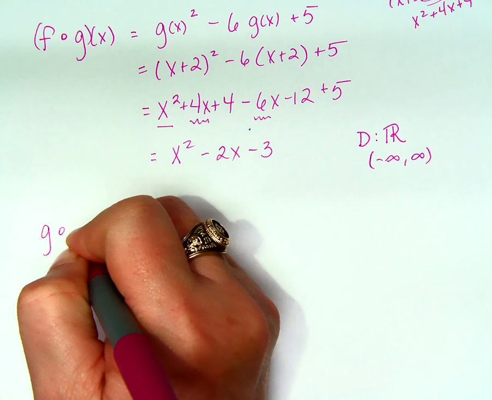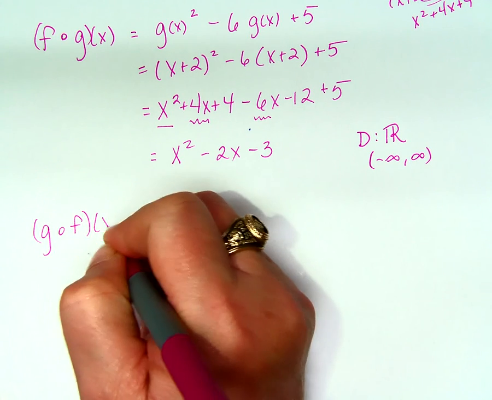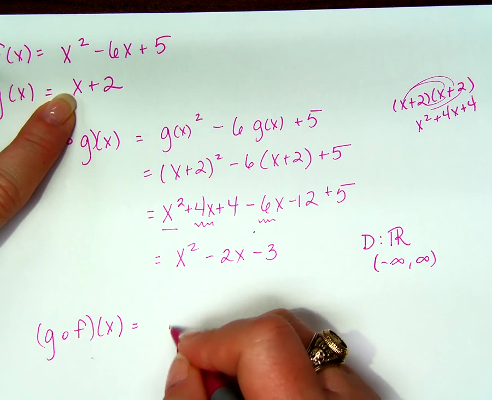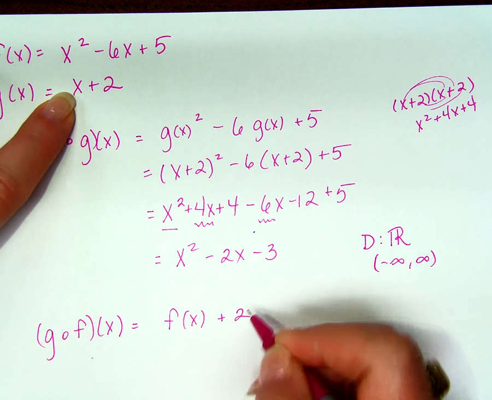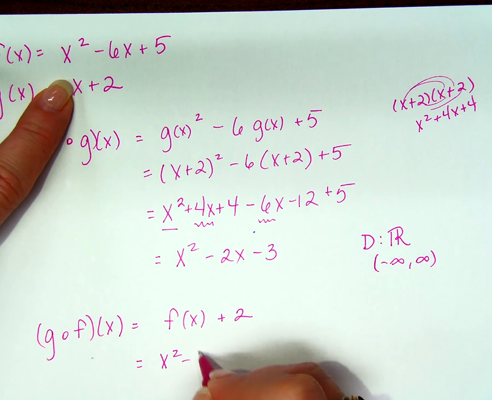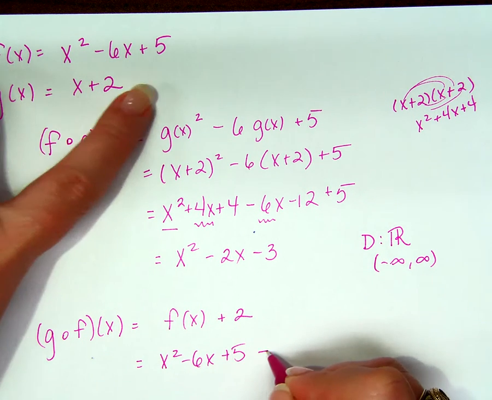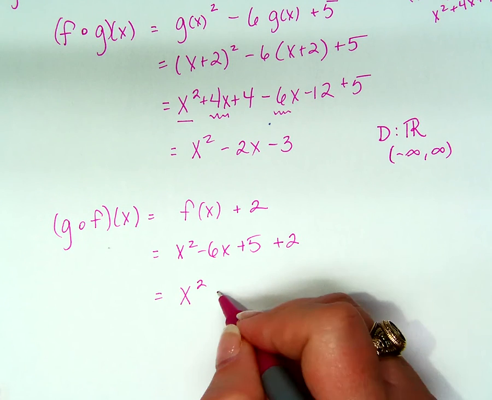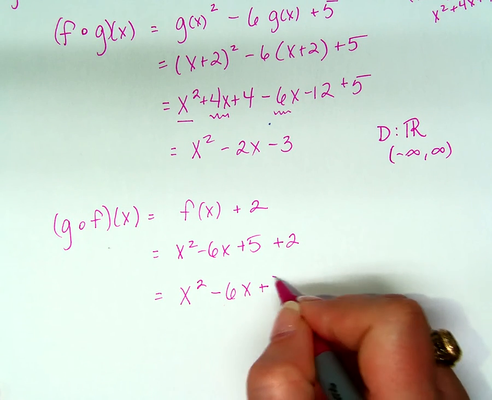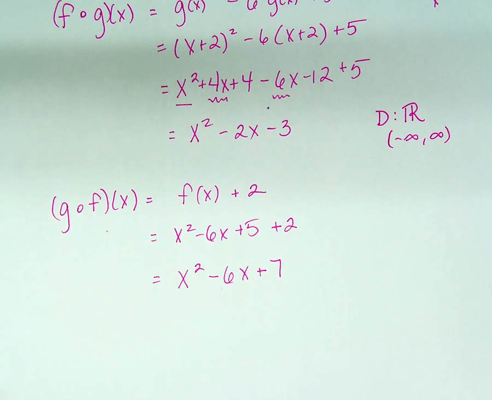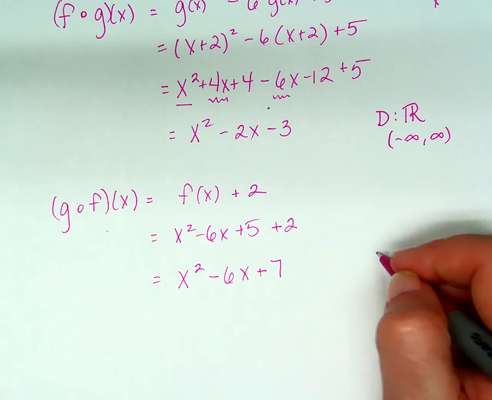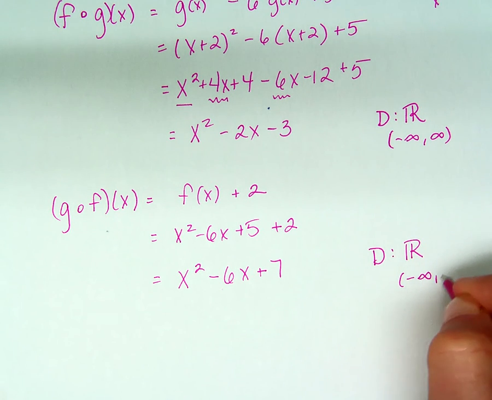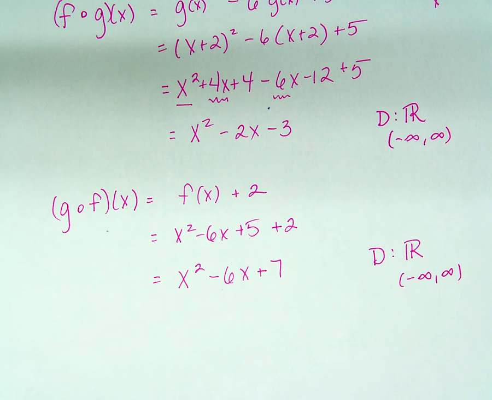G of f of x, or g circle f. So it would be f of x plus 2. Well, f of x is x squared minus 6x plus 5, and then plus 2. So that one's almost too easy. It makes you wonder what you did wrong, right? What shape is that? So my domain is all reals. You okay with that?